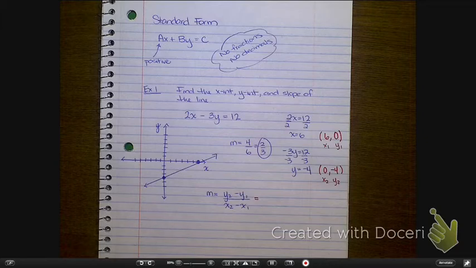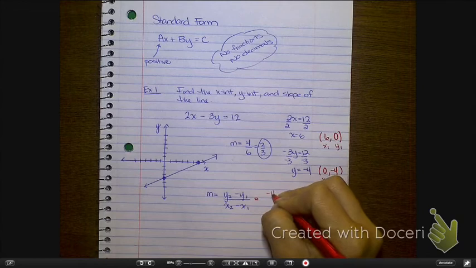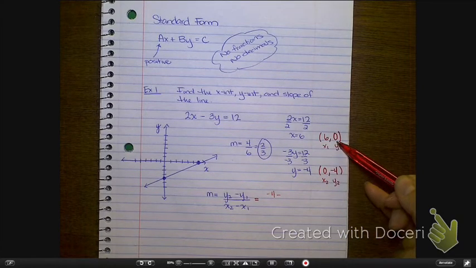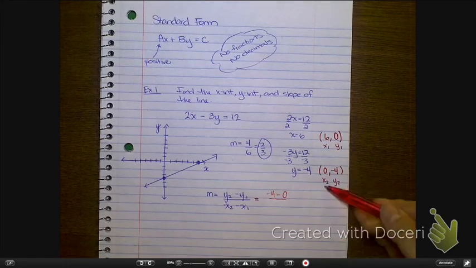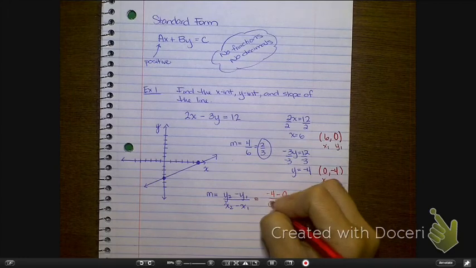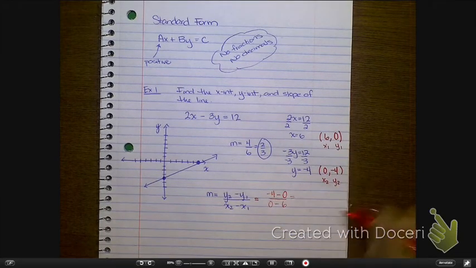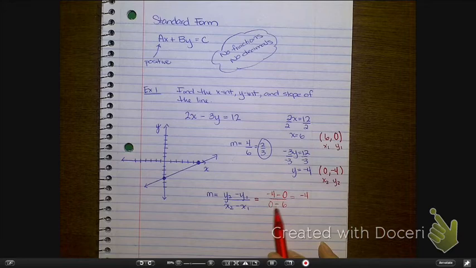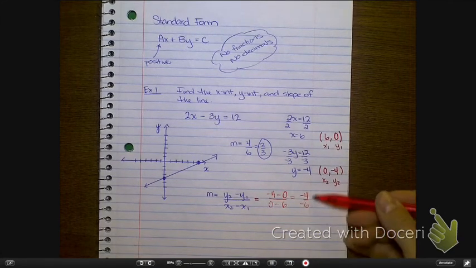Okay, what is y2? Negative 4 minus, what is y1? 0 over, what is x2? 0 minus, what is x1? 6. Okay, so what's negative 4 minus 0? Negative 4. What's 0 minus 6? Negative 6. What does this reduce to?